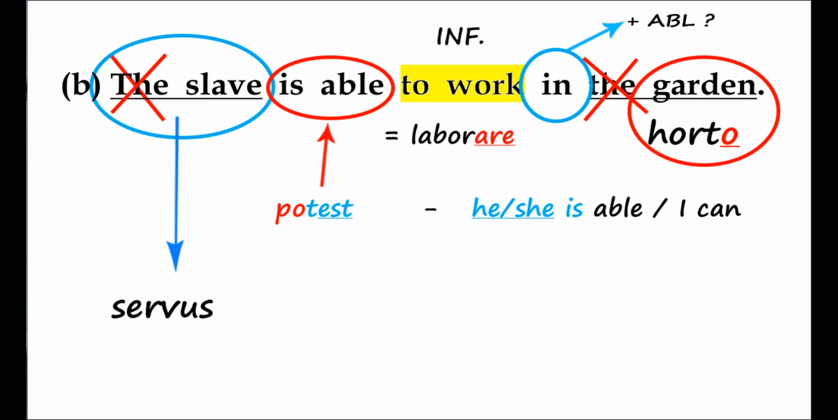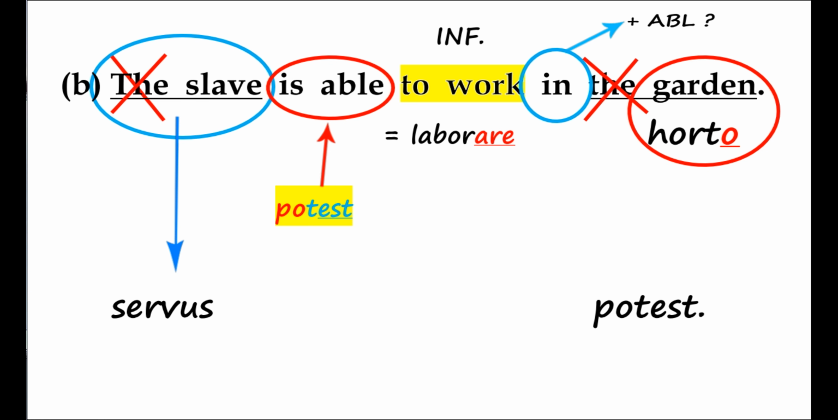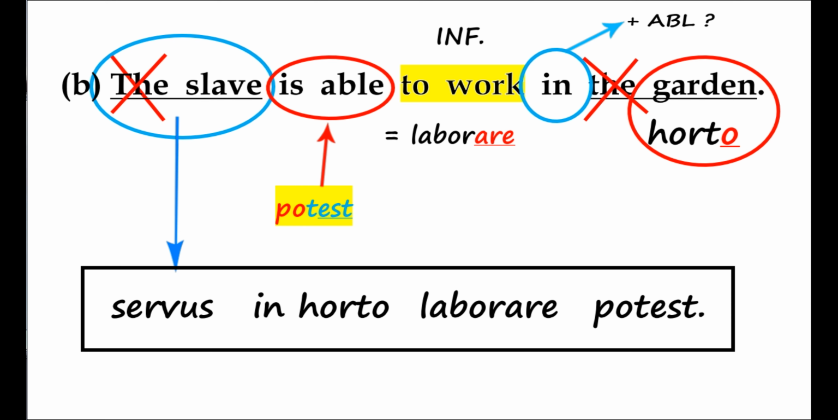So in horto, and then you just need to put them in the right order. So let's push the main verb, that's the can, or able to do something, right the way to the end, and then the infinitive just in front of it. And there's your answer. Servus in horto laborare potest. It's worth 4 points. It's a little bit more of a complicated sentence there with an infinitive attached to the main verb.